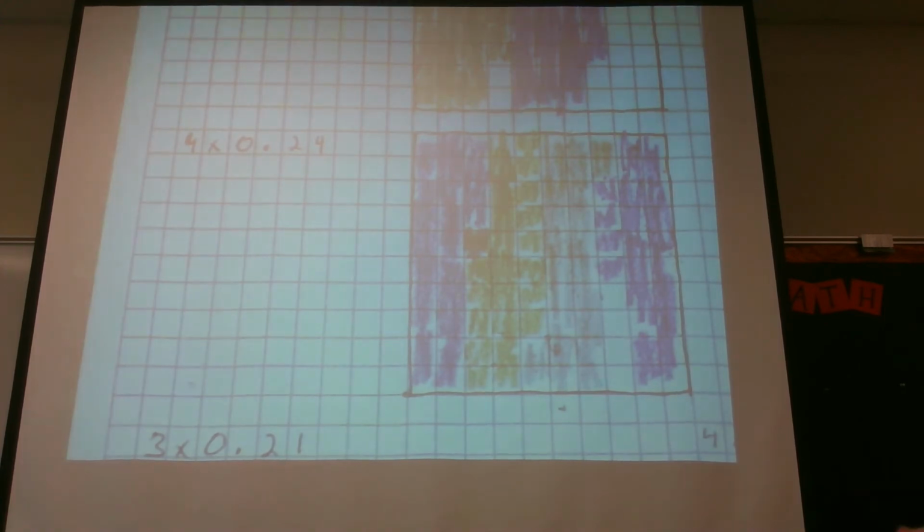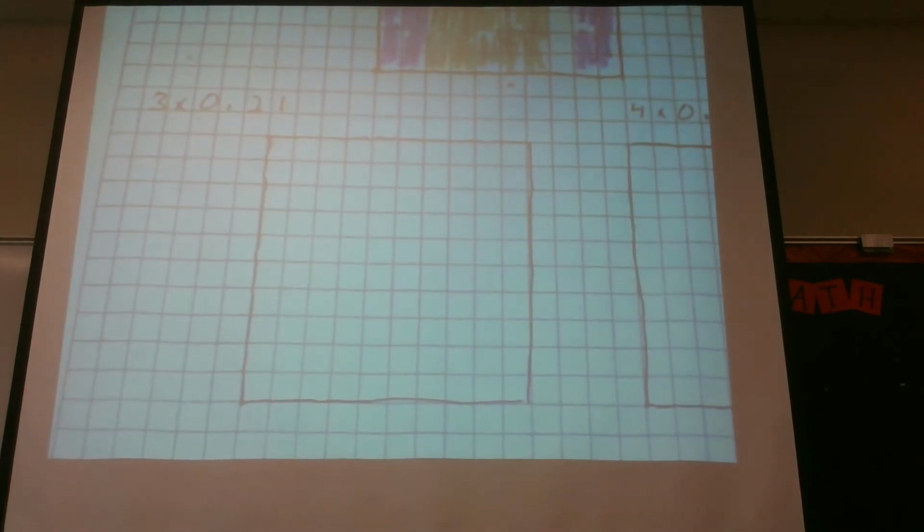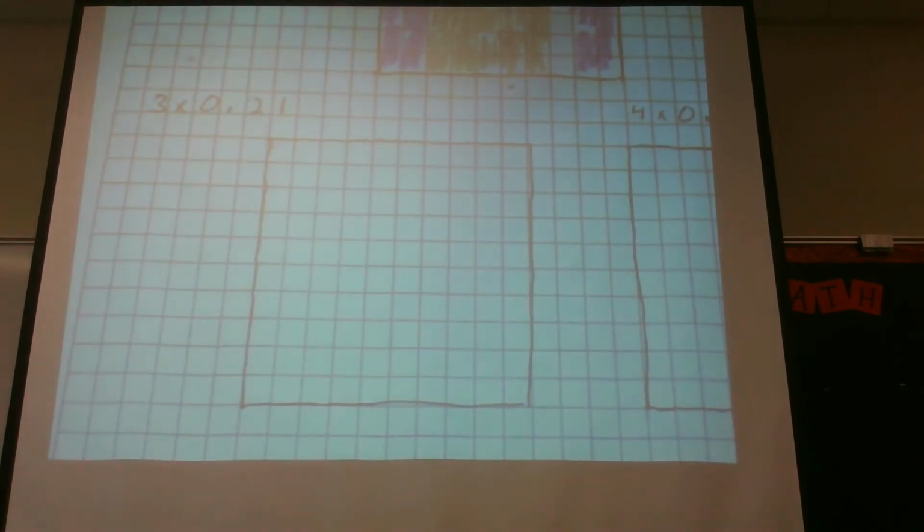Let's look at these last 2. This one I'm going to have 3 groups of 21 hundredths. That's 21.